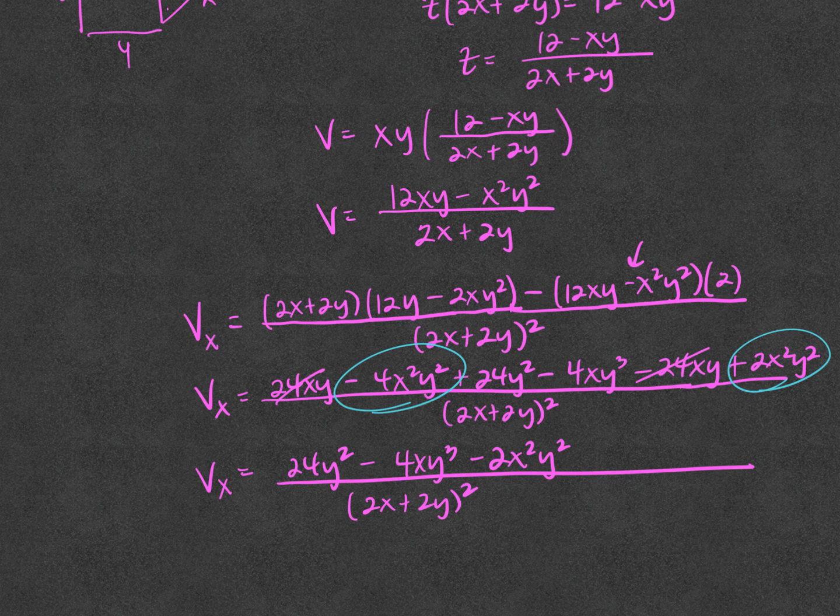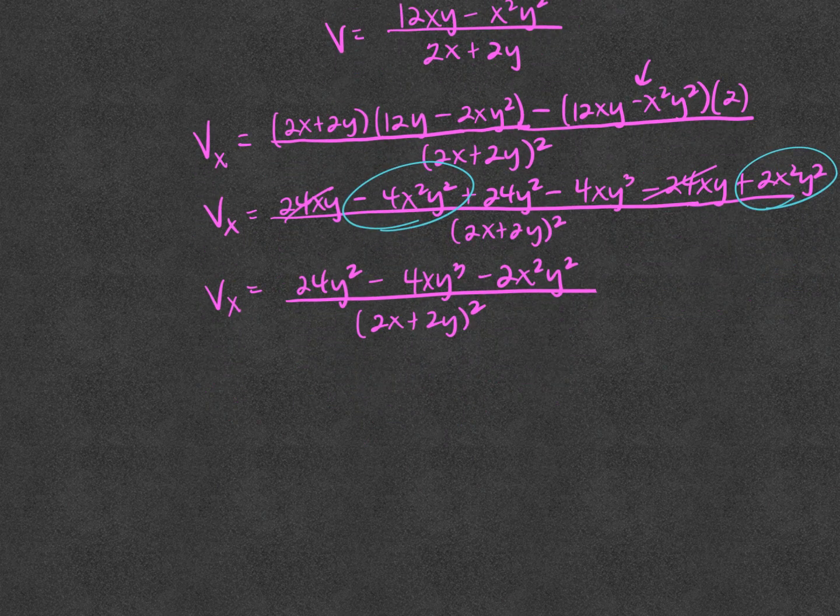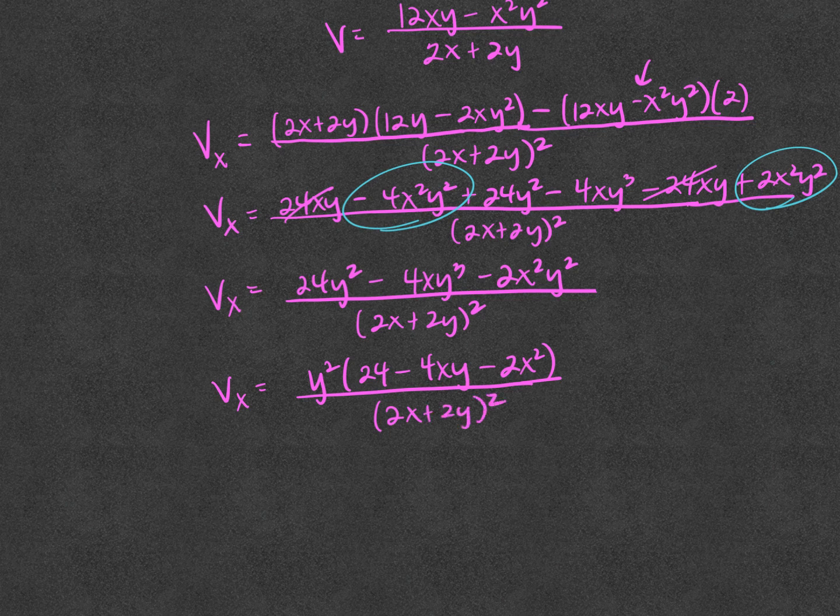Now we always know that if we can factor and make it prettier, it's going to make our life easier. So let's go ahead. I see a y squared all the way across. So let's say that v of x is equal to, let's factor out a y squared. And we have 24 minus 4xy minus 2x squared over 2x plus 2y quantity squared. So that's v sub x.